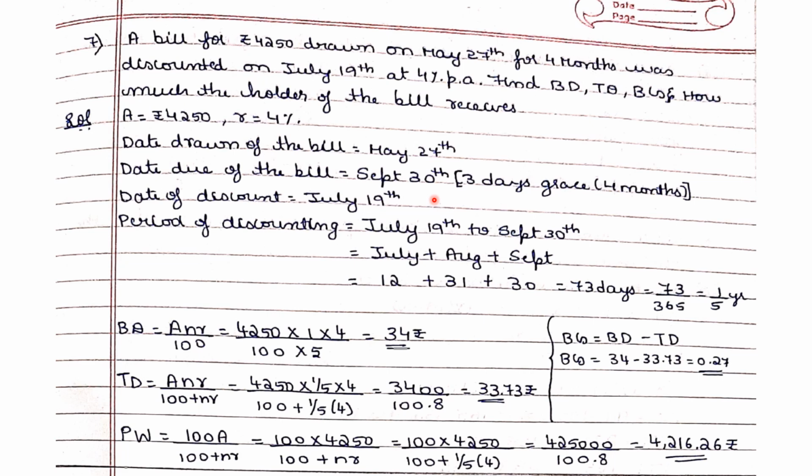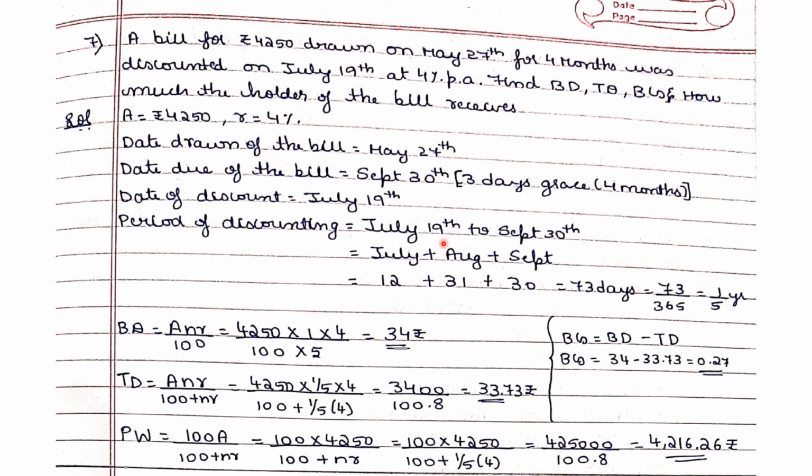The date of discount is July 19th. So in between they have discounted. For how many periods have they discounted the bill? As of now they have discounted on July 19th. So from July 19th to September 30th, you have to calculate how many days, or totally how many months. First calculate for how many months, then calculate the days. It will be very easy.